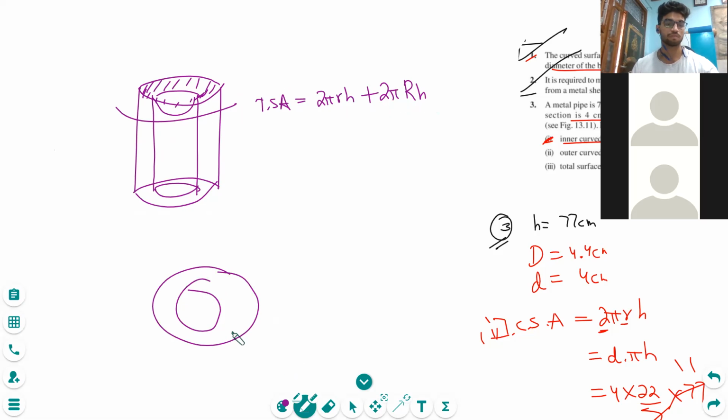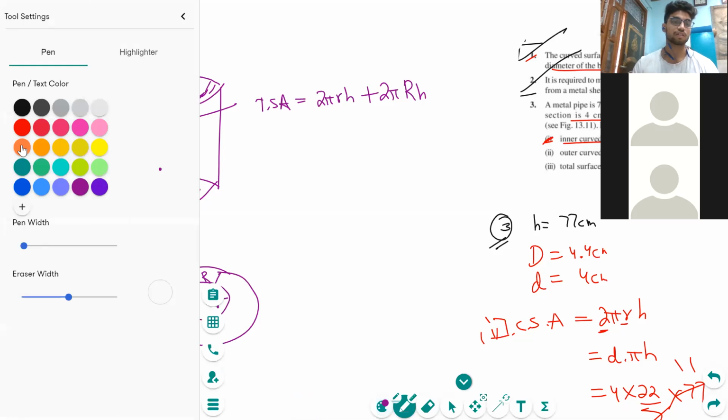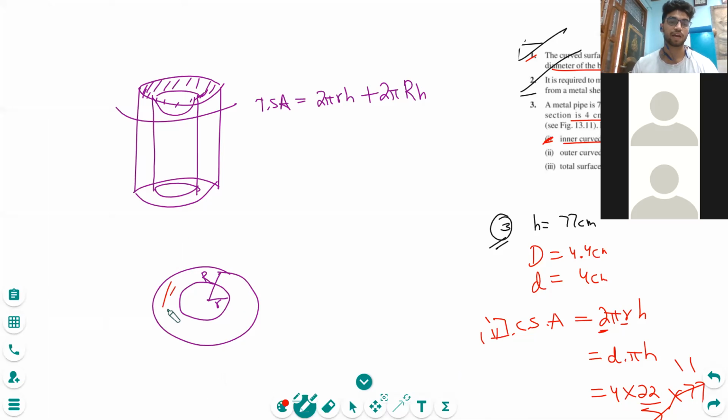This will look something like this. Okay, it's very difficult, but I'm trying my best. So this is my small r, this is my big R. If I have to calculate this thickness, let me color it red. I have to calculate this thickness. What is the area of this thickness?